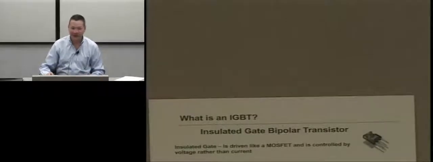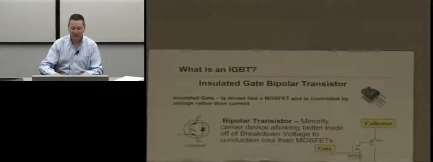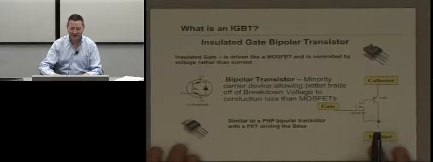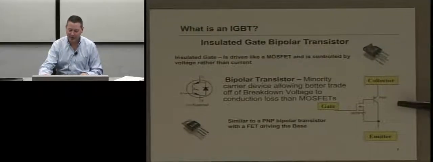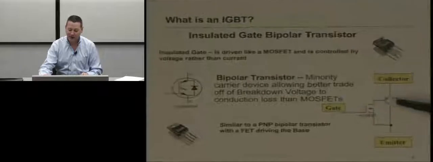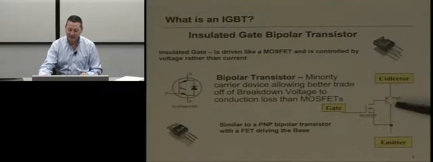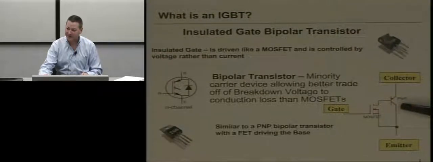All right, so let's start with, you've all seen the kind of the equivalent circuit of an IGBT. It's basically a minority carrier device. It's like a giant PNP transistor that's driven with a FET. And the idea here is that the PNP by itself is a current-driven device.